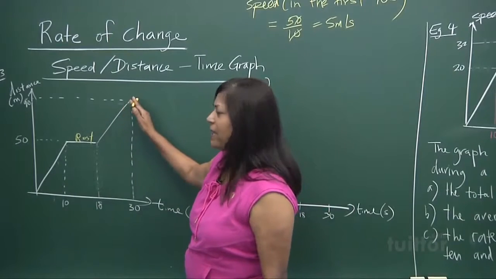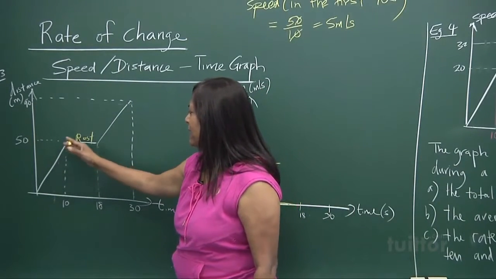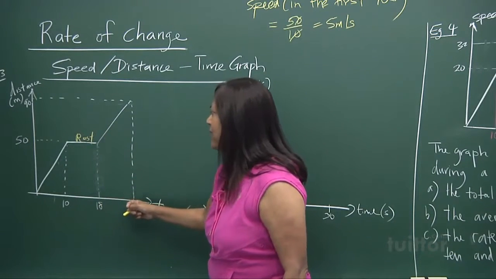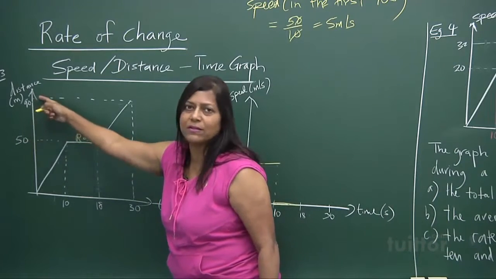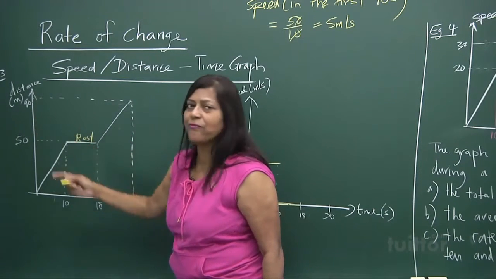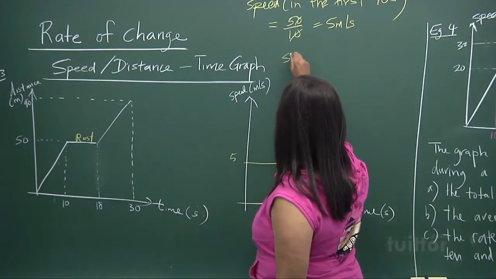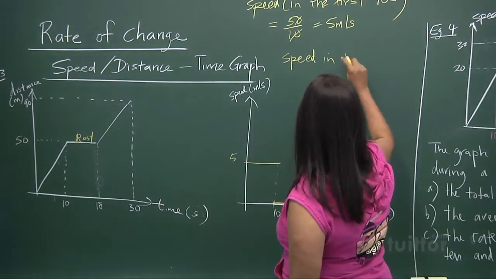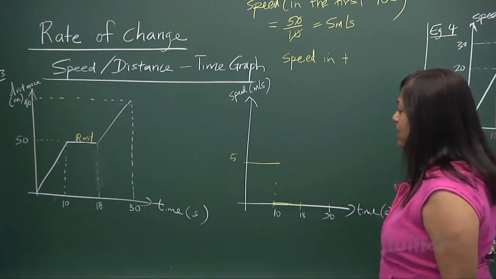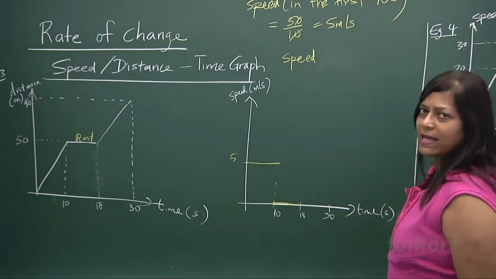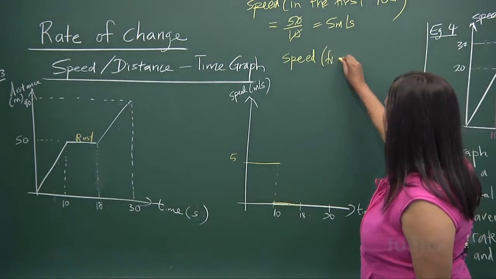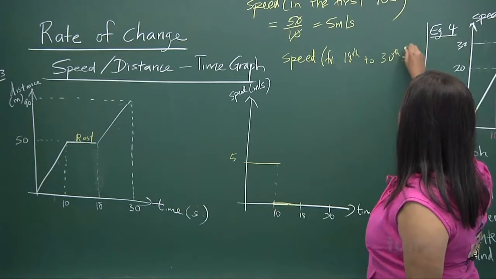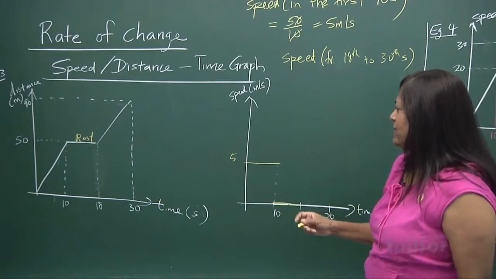Now look at 18 to 30 seconds. The speed changes again. Here was 5 meters per second, here is 0 meters per second. Here, there are about 12 seconds. And what's the distance traveled? 90 take away 50 is 40 meters. So the speed from the 18th to the 30th second is the same throughout. And what is the speed?